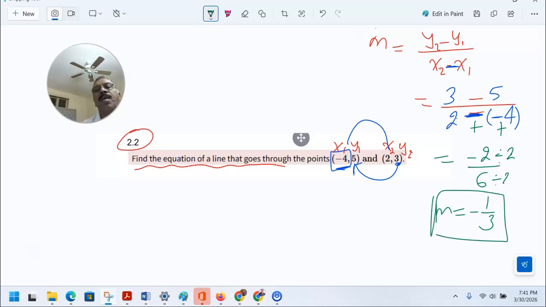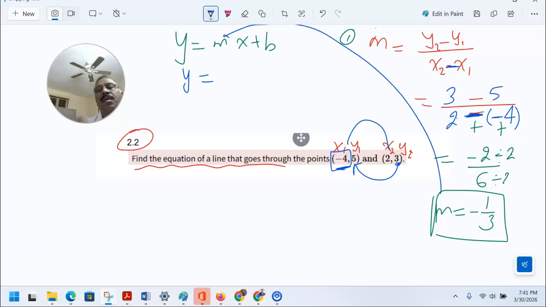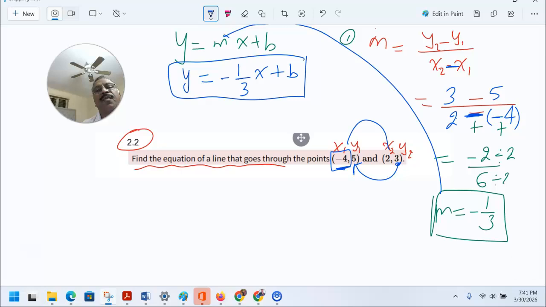So step number 1, you always find the slope, and then you have the equation y is mx plus b, the slope intercept form. You write y is, and the m is already here, it is -1/3 of x plus b. Now our next goal is to find this b. How do we find it? We'll use one of these points. I'm going to use this point because that's easier. It does not have a negative.